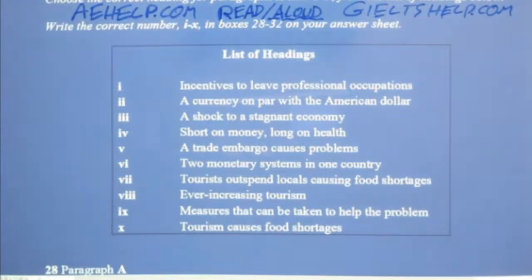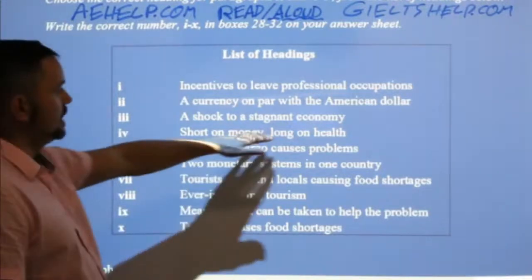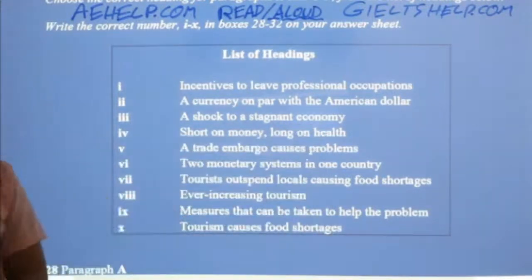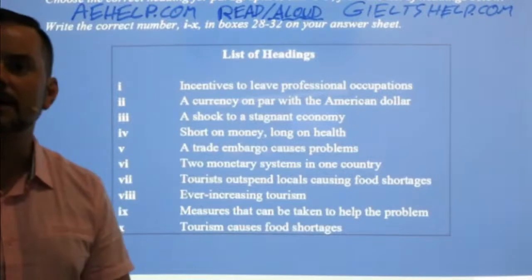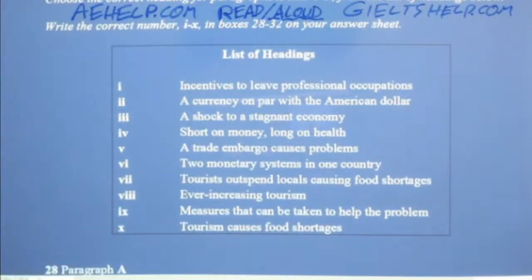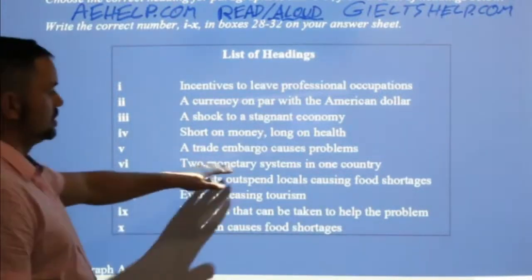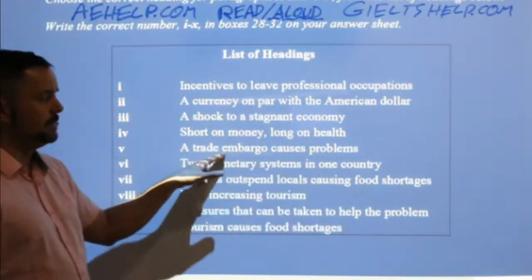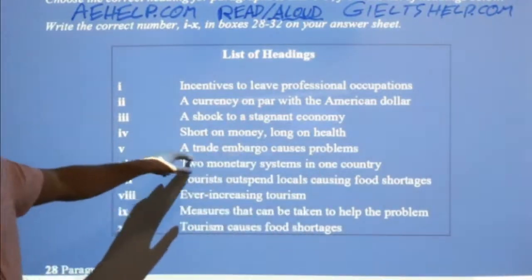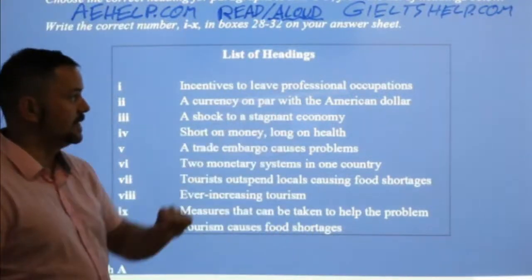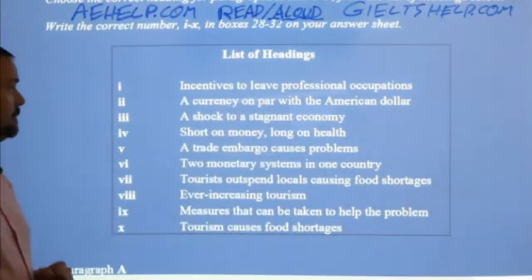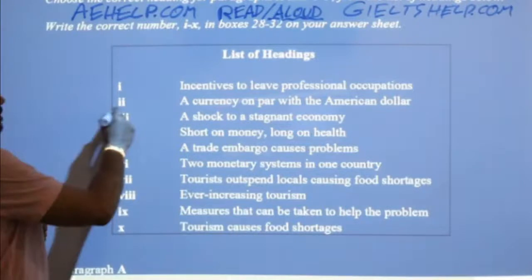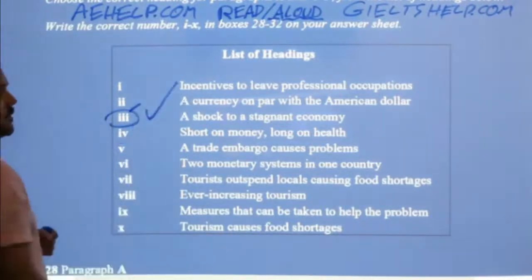Romain says, I think it's number three, a shock to a stagnant economy. Okay. And Ois and Abhishek and Baekjun all agree. Jainil says it's five, a trade embargo causes problems. Jainil, this is only a part of that paragraph. It's not the complete idea of the paragraph. With list of headings, you're always looking for the complete paragraph. And those of you who chose three, you're absolutely right. Okay, it's the correct answer.